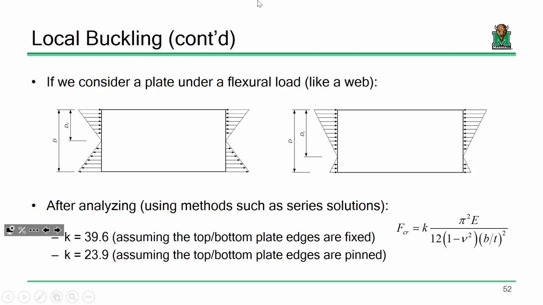If you start varying up the dimensions or the boundary conditions and take a look at this, you find that if you assume the top and bottom of this plate is fixed and do all the math, you get a K of about 39.6. If you assume the top and bottom are pinned, you get a K of about 23.9. Okay, so everybody's seeing the range. If it's fixed, 39.6. If it's pinned, 23.9. Sound good?